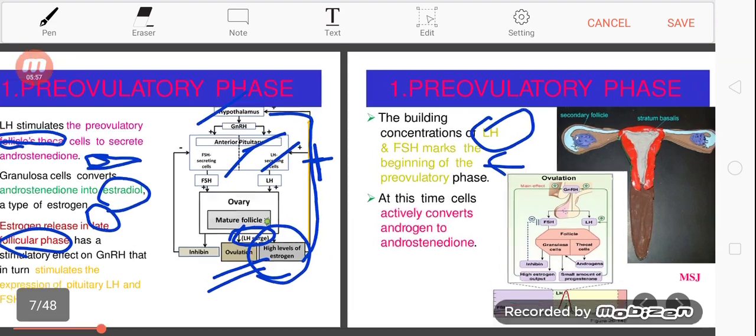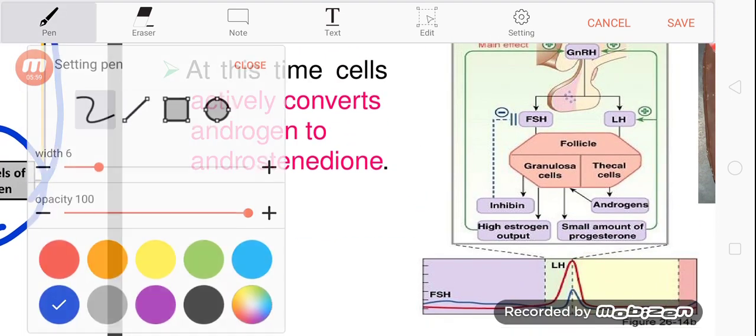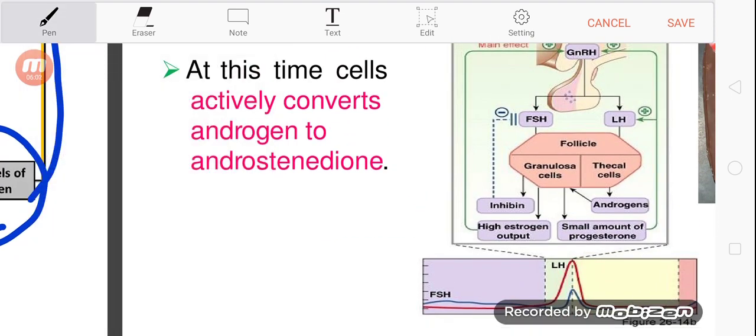In this graph here, we can see the building concentration of LH and FSH. These mark the follicle entering the pre-ovulatory phase.